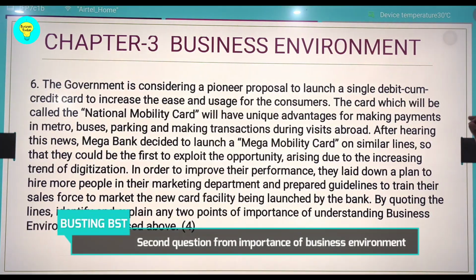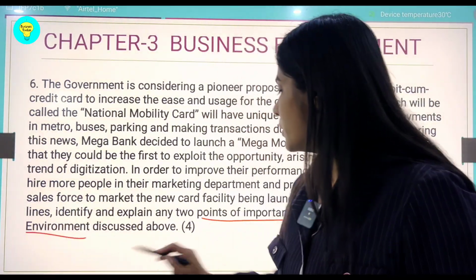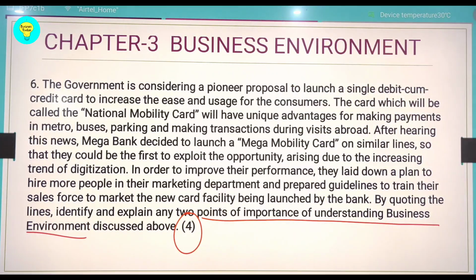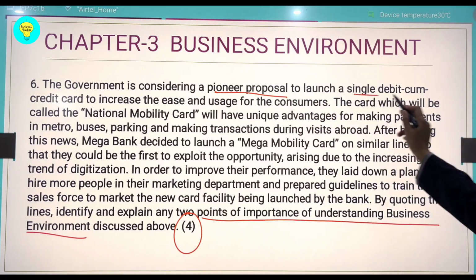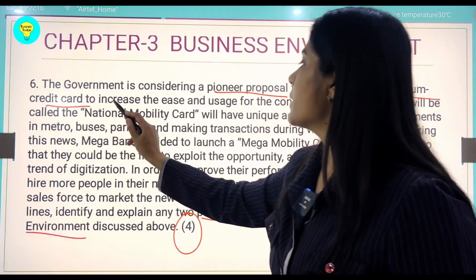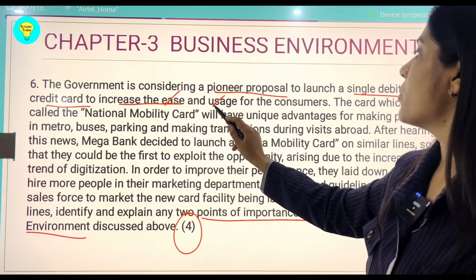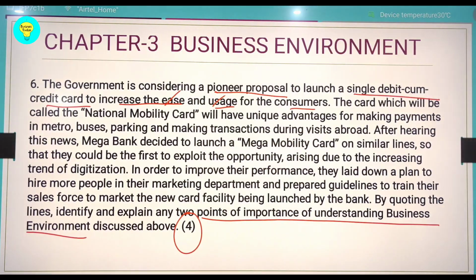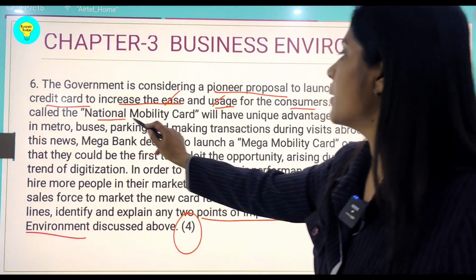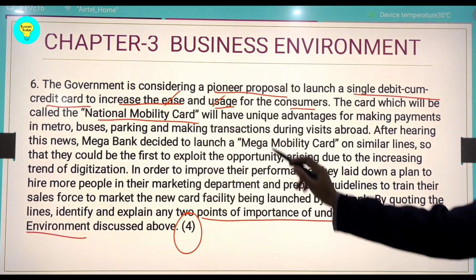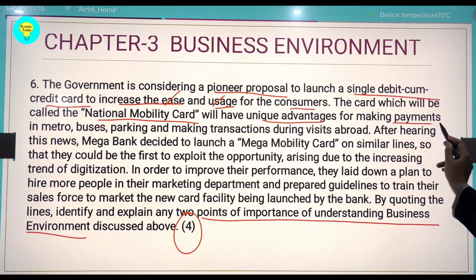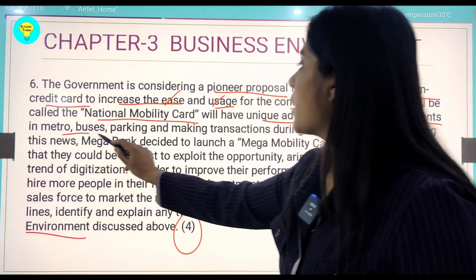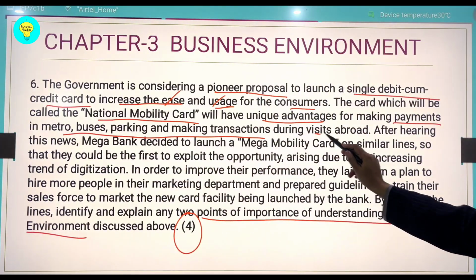Here there is another case study which is talking about the points of importance of understanding the business environment, which is again of 4 marks. So here the government is considering a pioneer proposal to launch a single debit cum credit card to increase the ease and usage for the consumers. The card, which will be called the National Mobility Card, will have unique advantages for making payments in metro, buses, parking and making transactions during visits abroad.